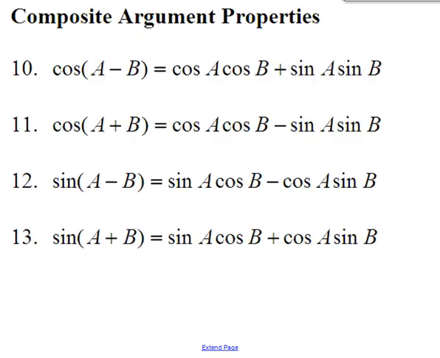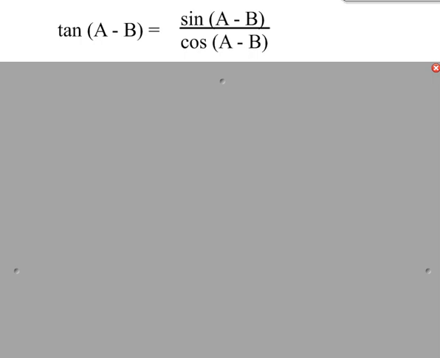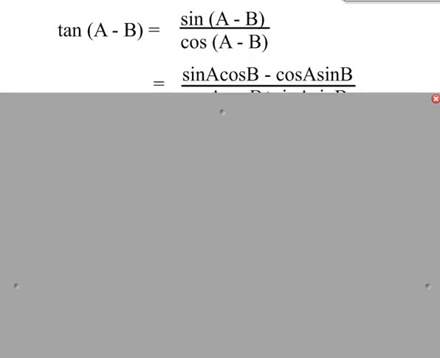All right, so just a refresher, these were the composite arguments that we looked at yesterday. We are going to use number 10 here and number 12 here in our first proof. So let's take a look at that one. We have tangent of A minus B. We know tangent is sine over cosine, so tangent of A minus B is just going to be sine of A minus B over cosine of A minus B.